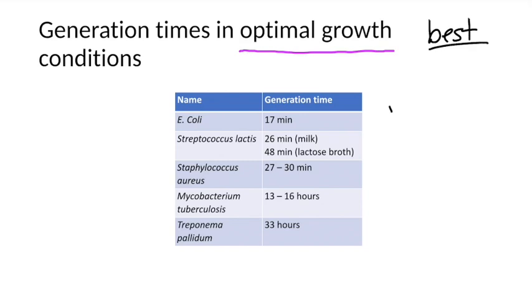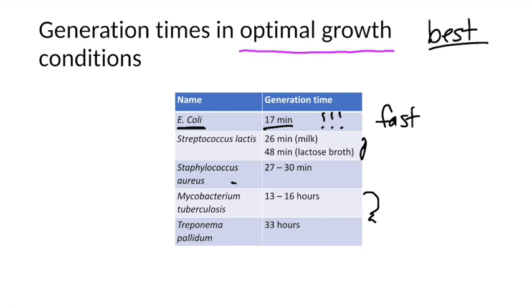On the really fast end, we have E. coli, which can go through the entire process of binary fission in about 17 minutes. That's pretty fast. A little bit slower is Streptococcus lactis. In milk, just regular old milk, about 26 minutes. In a lactose broth that's been formulated in the lab, about 48 minutes. Still really, really fast. Staph aureus, about a half hour.